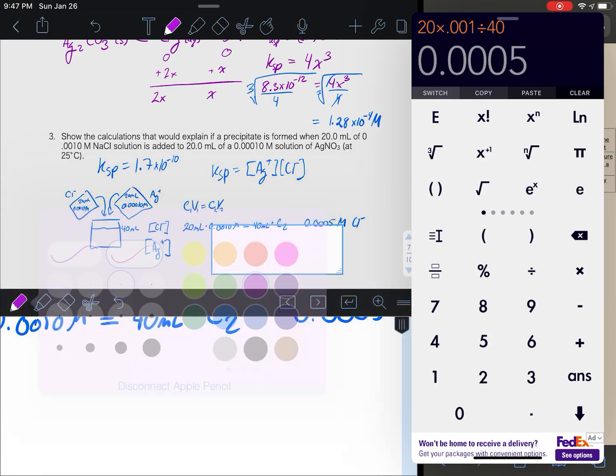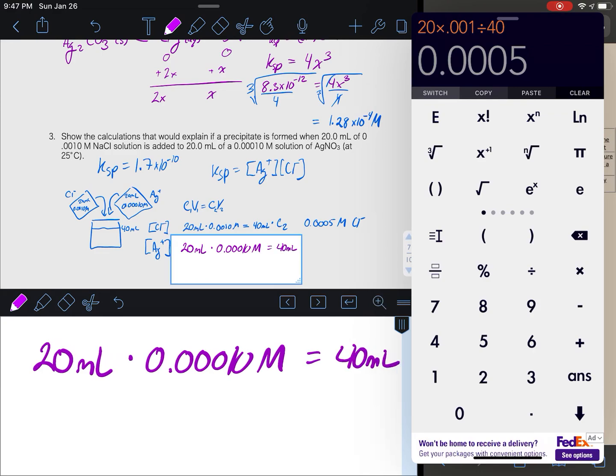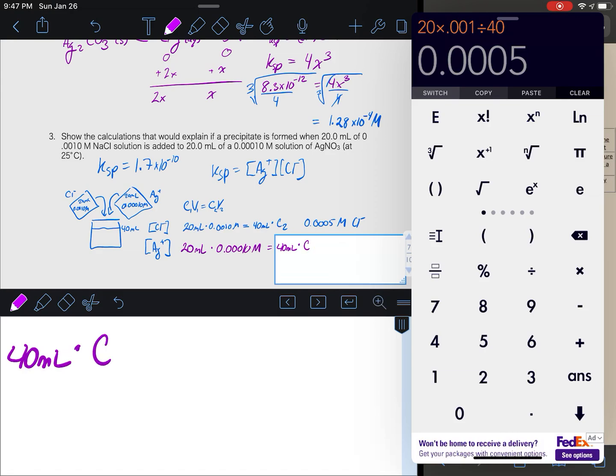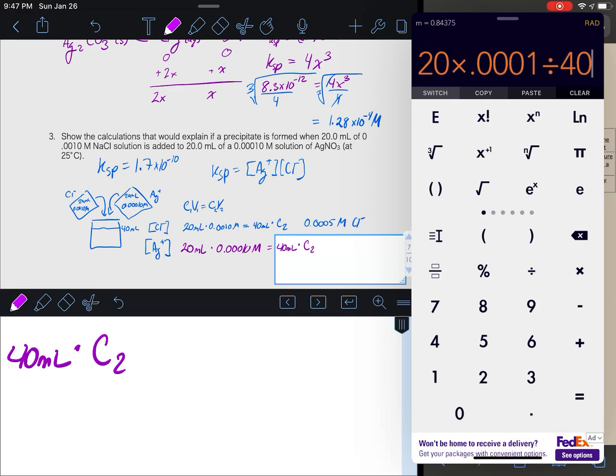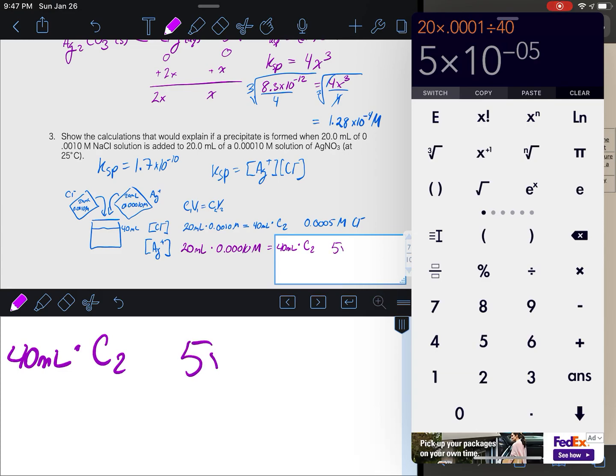Okay, I'm going to just switch pens to make it a little bit more obvious what I'm going to do in the next one. Here again, I have 20 mLs times 0.0010 molar, and it's going up to 40 mLs times concentration number 2. So 20 times 0.001 divided by 40 gives me my concentration: 5 times 10 to the negative 5 molar silver.